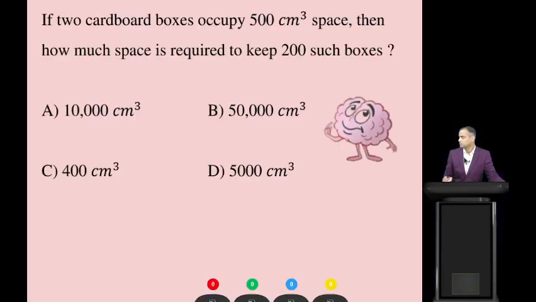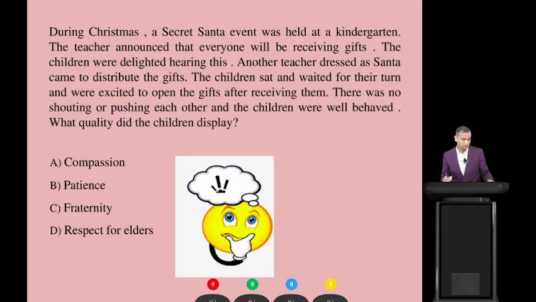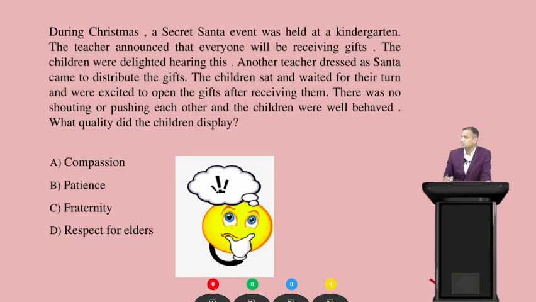Okay students, so this is the question for your value based. During Christmas, a secret Santa event was held in kindergarten. The teacher announced that everyone will be receiving gift. The children were delighted hearing this. Another teacher, dressed as Santa, came to distribute the gift. The children sat and waited for their turn and were excited to open the gift after receiving them. Now there was no shouting or pushing each other. What quality did the children display? Okay, so your time starts now. So what quality did the children display?